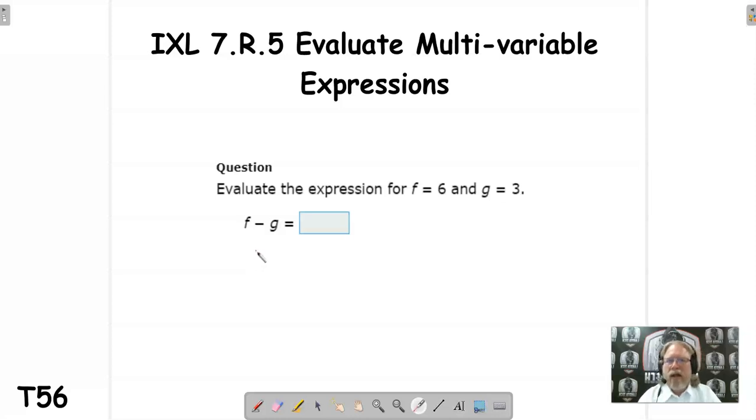In the discussion that we had in the Lesson 1, Chapter 1 video, we learned that the word evaluate means to actually get an answer, to come up with a solution. But in order to evaluate a variable expression, we have to plug in the values we're given. On this first one, f is equal to 6, so we write 6, then bring down the subtraction sign. Whatever g is, we write in for that, and that happens to be 3. So in this case, 6 minus 3 is 3.